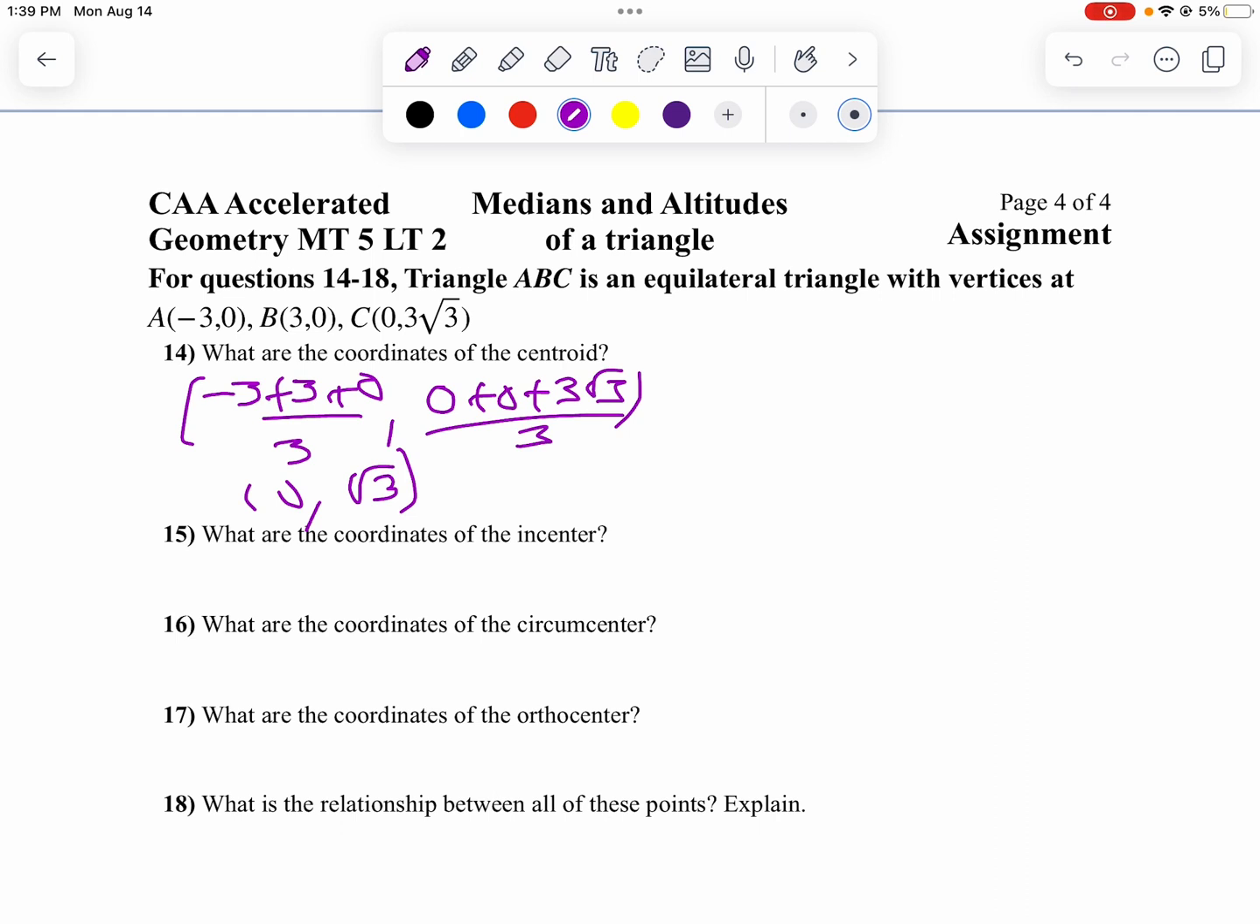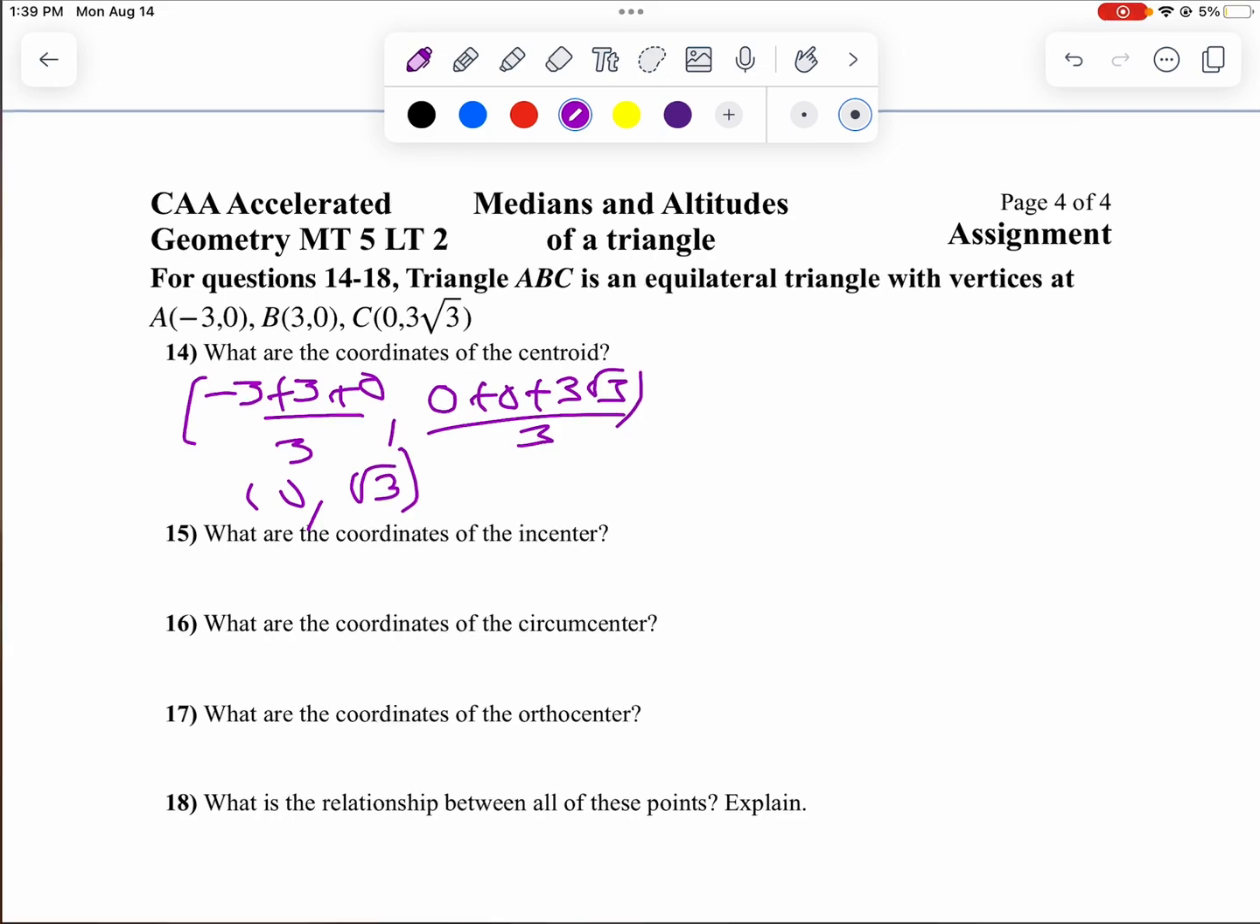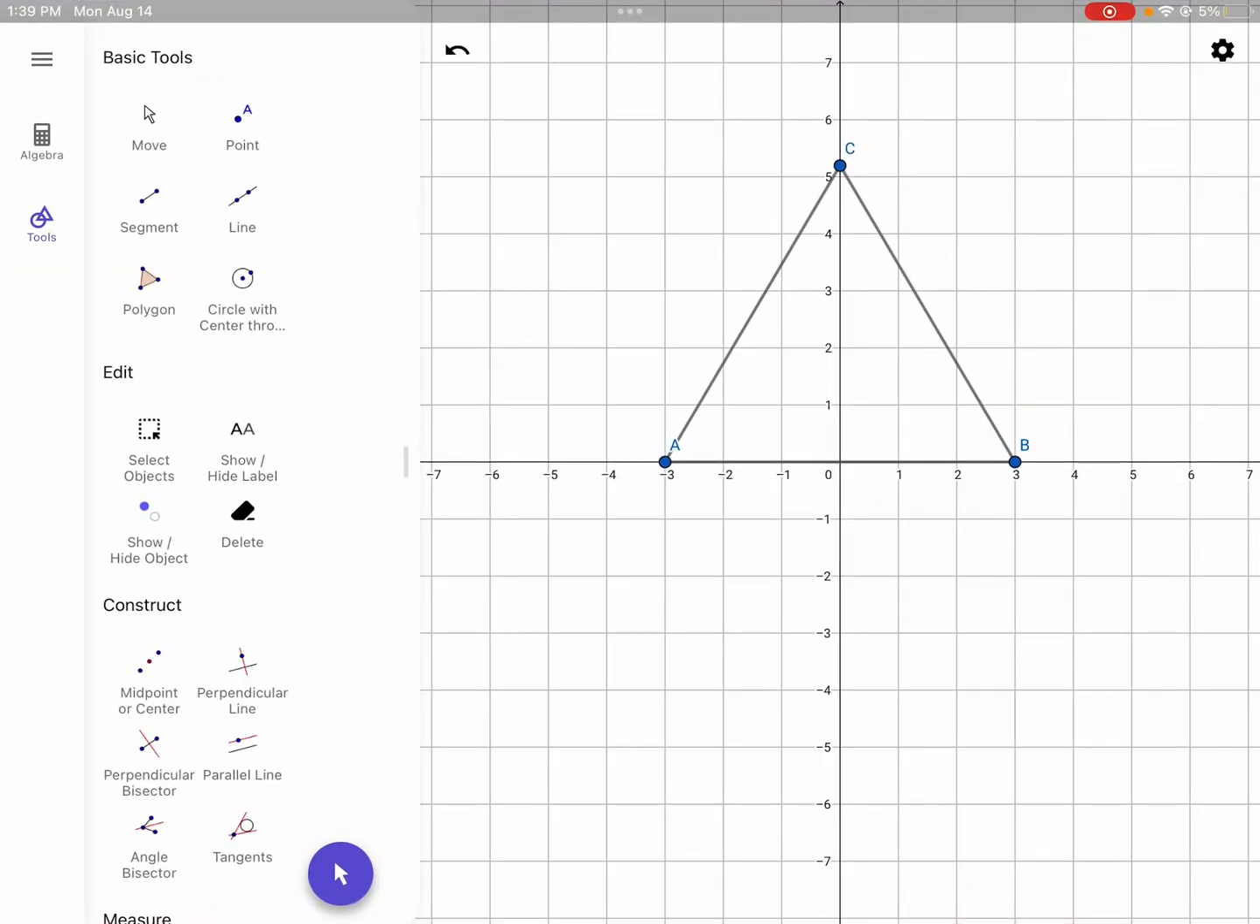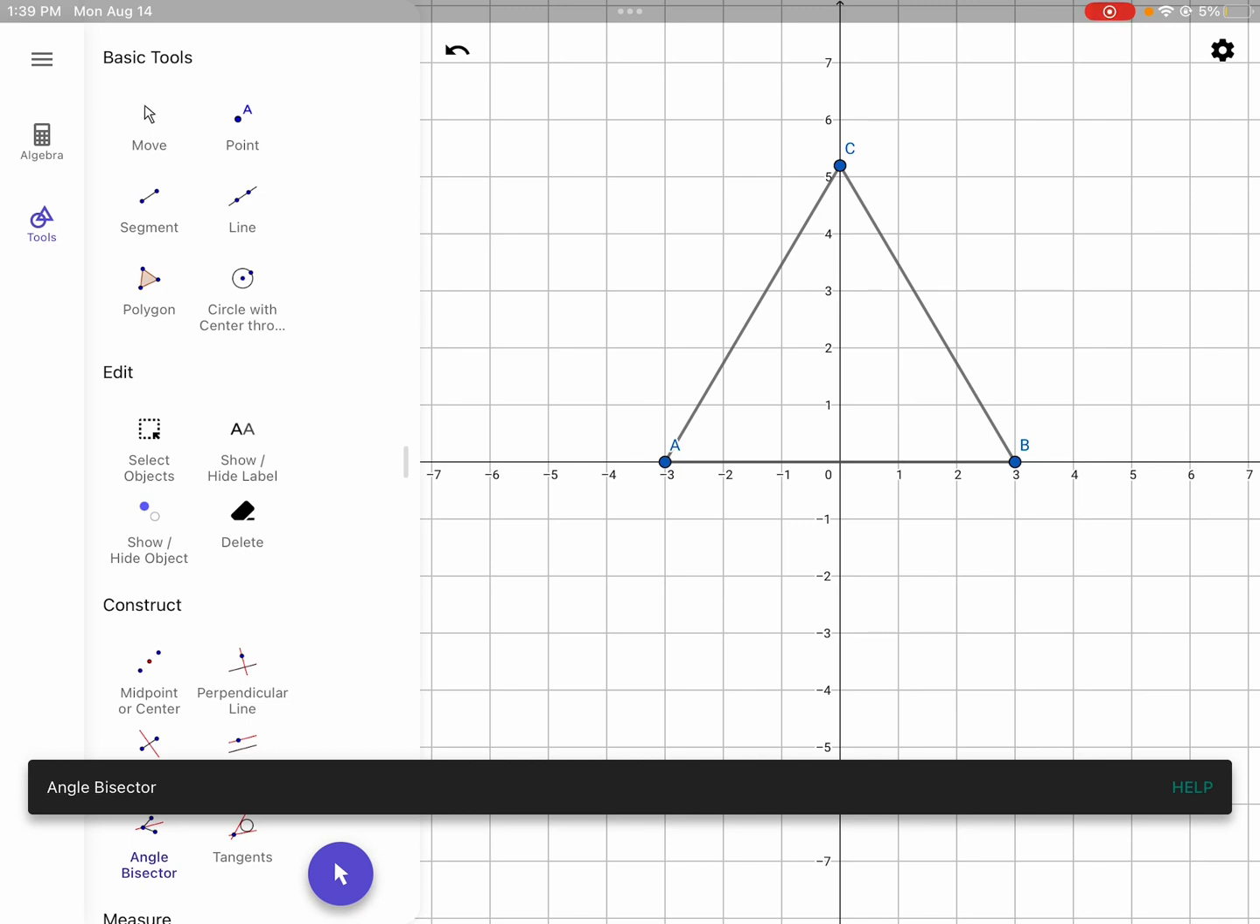Now, if I look at the in-center, well, the in-center I have to do geometrically. We don't have an algebraic way to find the in-center. So the in-center is the angle bisectors. What I've done here is I've already plotted my points and I've drawn the triangle, and then I'm going to construct the angle bisector.